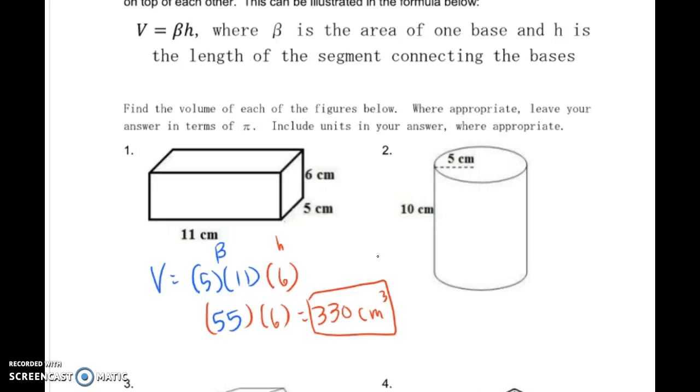Number 2 is a cylinder, and the area of the base is just going to be the area of the circle. So we're going to use that formula, area of the base times the height. So the area of the circle is pi times 5 squared times our height, which is 10. And so we're going to multiply 5 squared and get 25 times 10. Better close those parentheses. Times 10, which would give us 250 pi centimeters, that's our units, cubed.